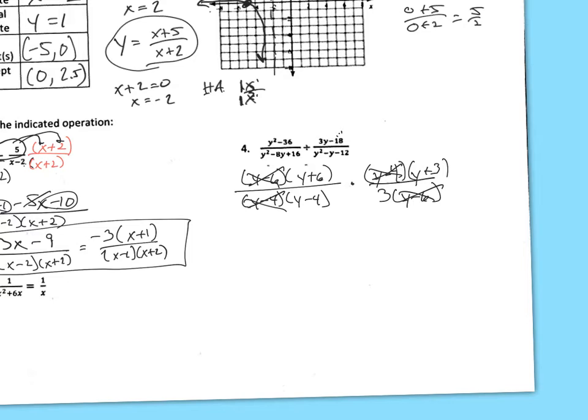That looks like it's it. So on the top, we'll have y plus 6 times y plus 3. And the bottom is 3 times y minus 4.